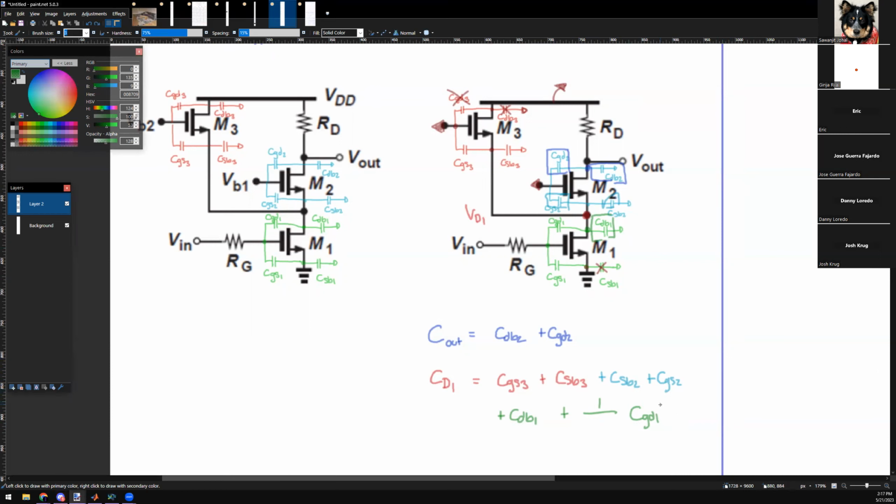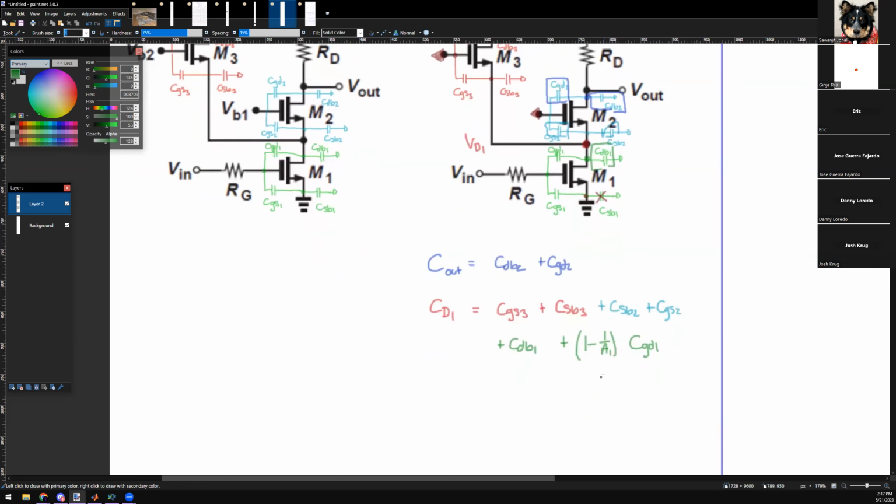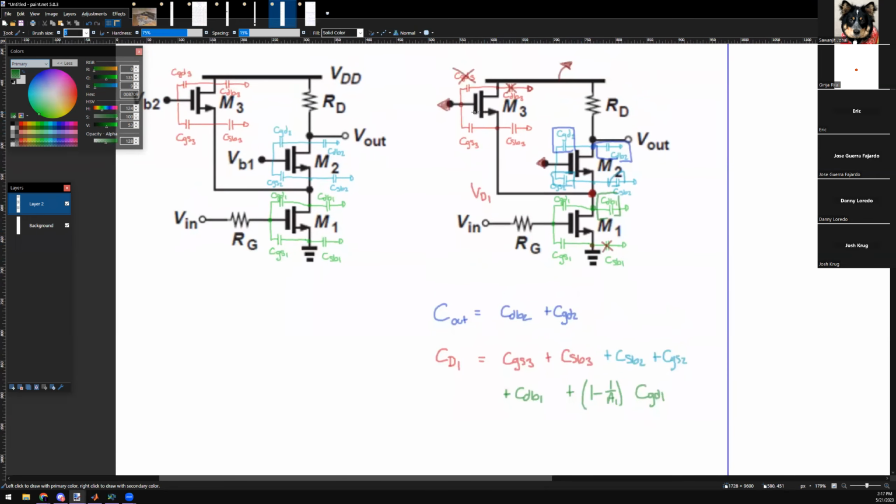Sorry, I understand where I went wrong. It's 1 minus 1 over A of M1, though. You can say A1, actually. Let's say A1. Okay, and that's CGD. Now all these guys are accounted for.